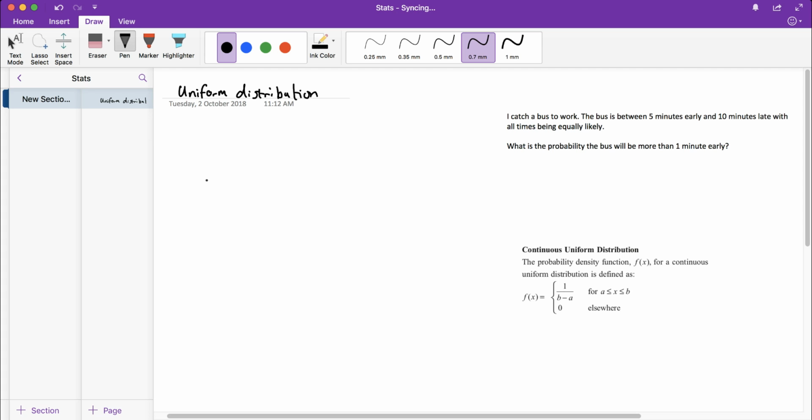So in this video, we're looking at the uniform distribution. The uniform distribution is sometimes called the rectangular distribution, because that's the shape it makes if you were to draw it. In a uniform distribution, it basically means that every single event is equally likely, and for a start, the distribution is continuous.